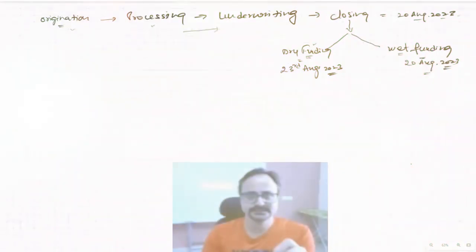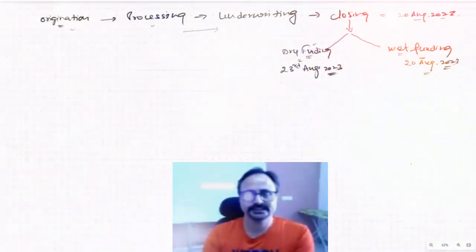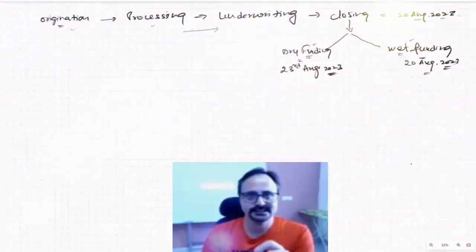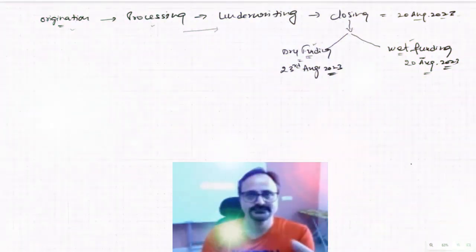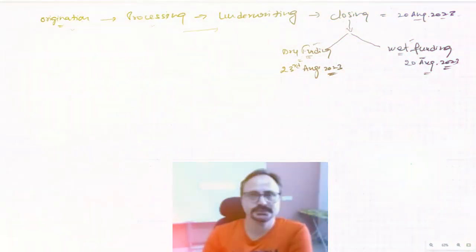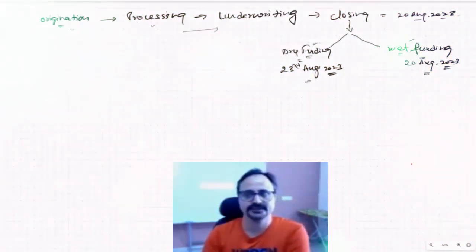Does that make sense? How could you easily remember this? Wet funding means same day because the ink is wet. Dry funding is after 3 days because obviously the ink is going to be dry in 3 days. That is wet funding and dry funding.